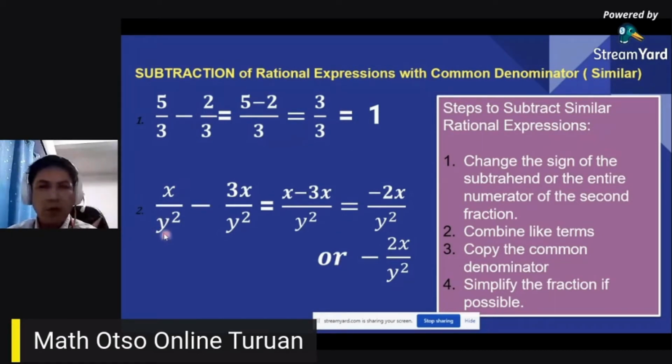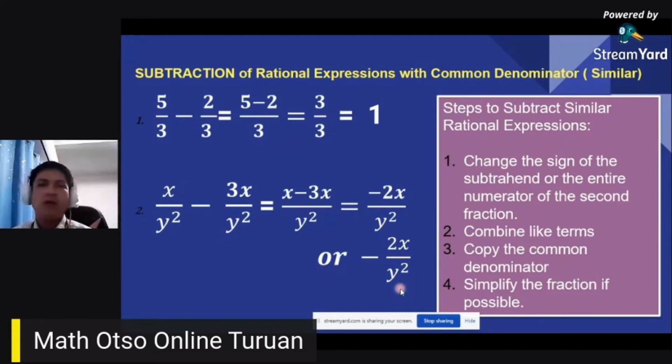X over y square minus 3x over y square is equal to, look at what happened. X minus 3x all over y square. And then what happened to x minus 3x? Take a look at the result. It became negative 2x all over y square. Or we can write this as negative 2x all over y square.